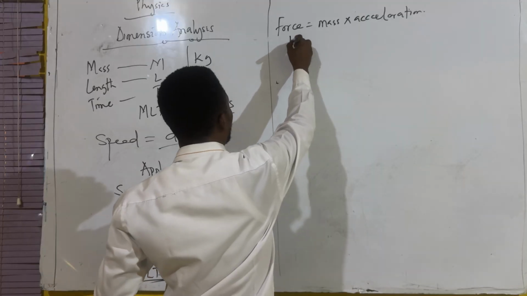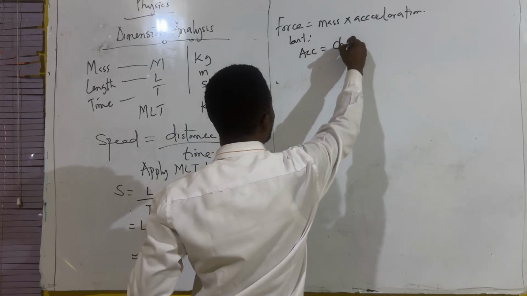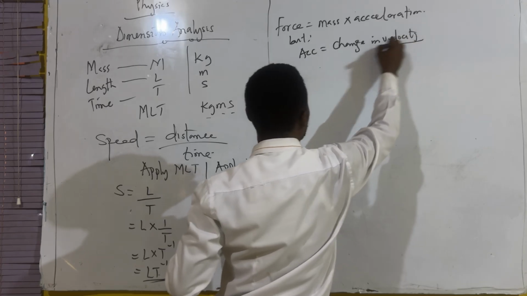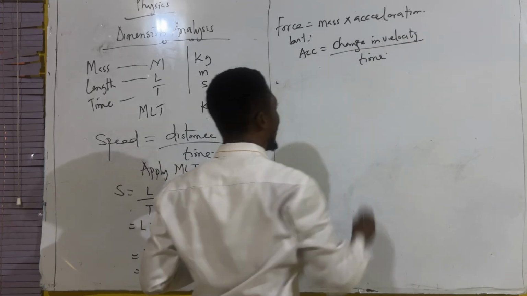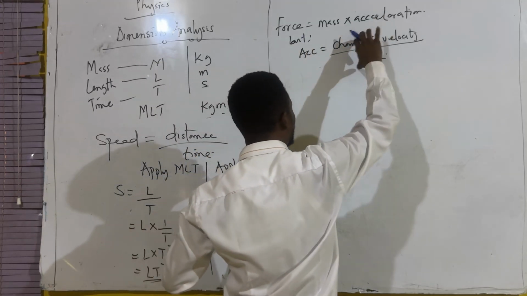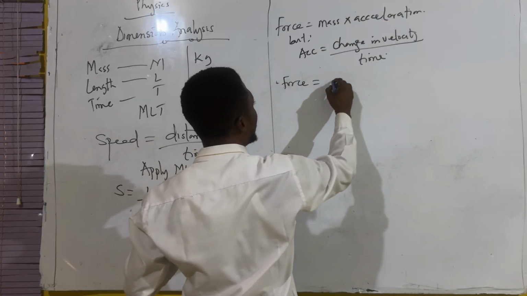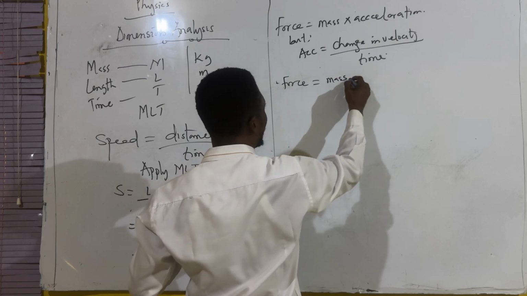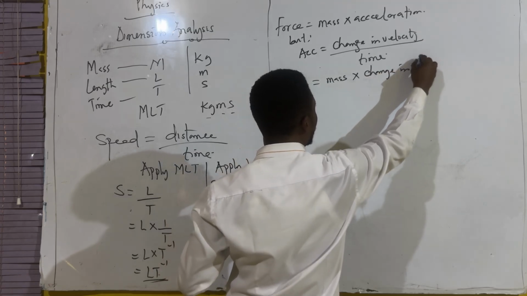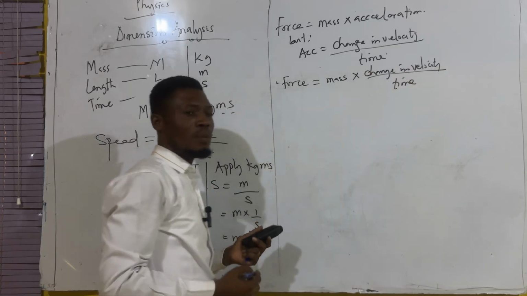So what is the formula for acceleration? Acceleration is equal to change in velocity over time. Having said that, I can substitute this formula for acceleration. So force is also equal to mass, times change in velocity over time. Now you come back again to this formula and check. Does mass have a formula?